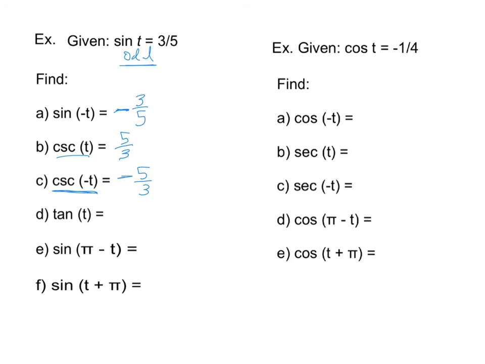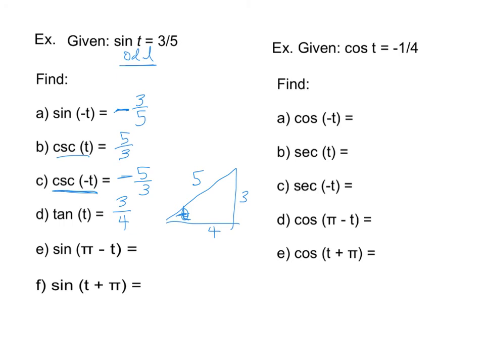Tangent. To get tangent, I would need a triangle, right? So here's my angle. This is t. I always put theta, but that's t. So this is 3/5. Remember, this is 4. So tangent is going to be 3/4.